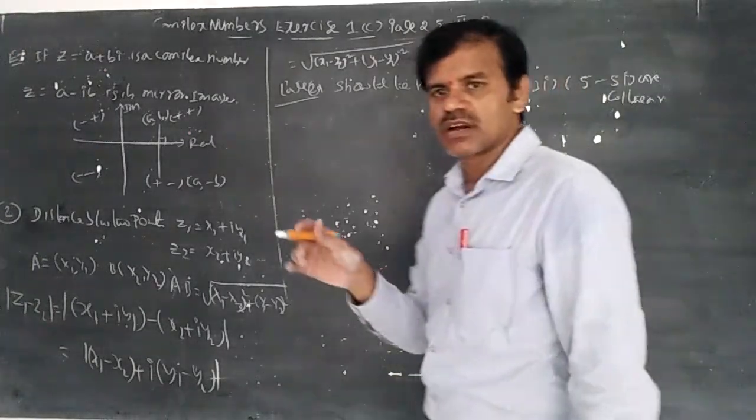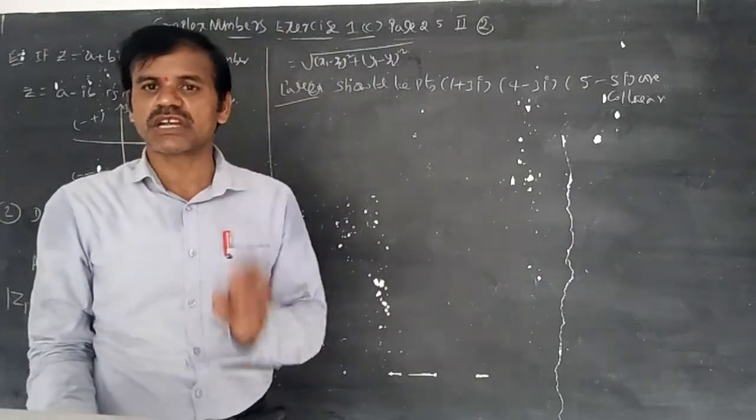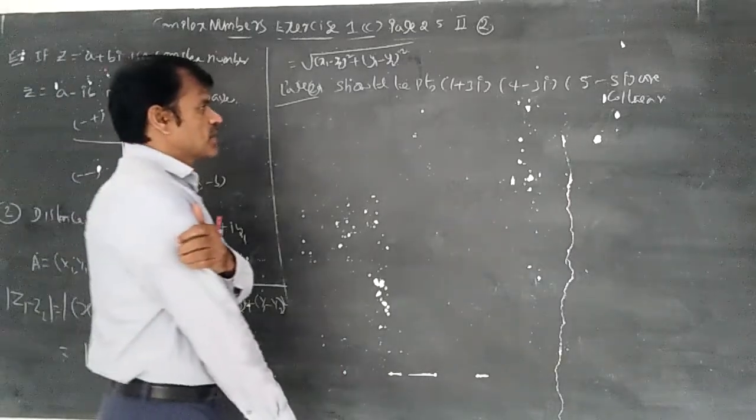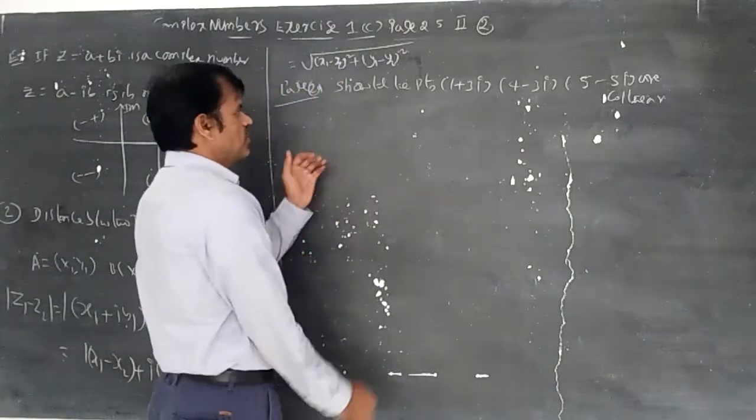If there is no i, you can understand simple geometry. If it is i, you can understand it is the complex plane, the Argand plane. But the theory is the same for general geometry and complex geometry.